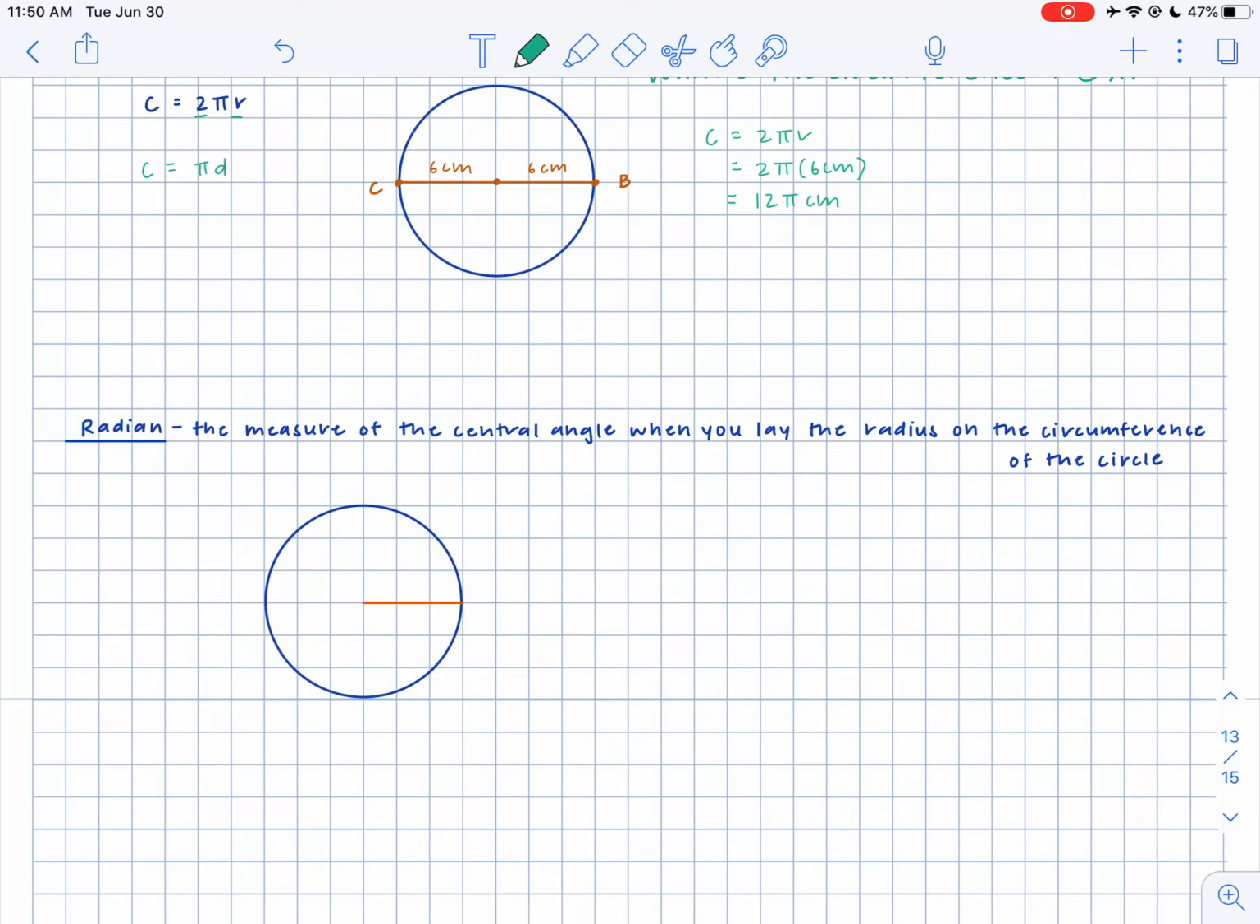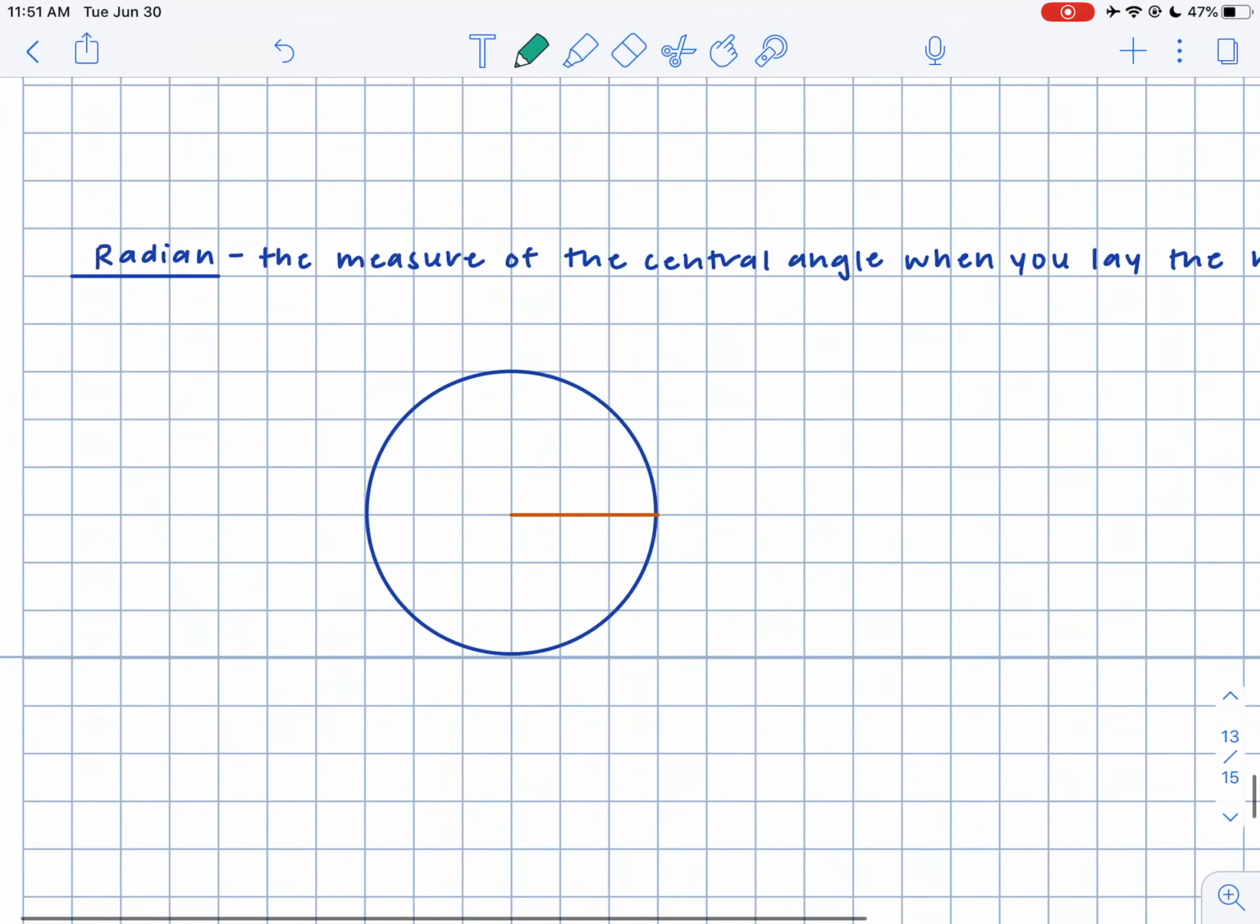Okay, so now let's talk about a radian. What is a radian? By definition, it is the measure of the central angle when you lay the radius on the circumference of the circle. Now this was a bit confusing to me when I first read about it, so let's try to go through this.